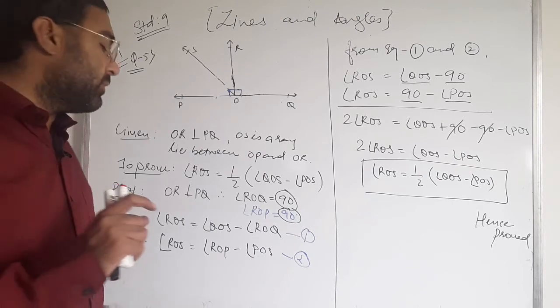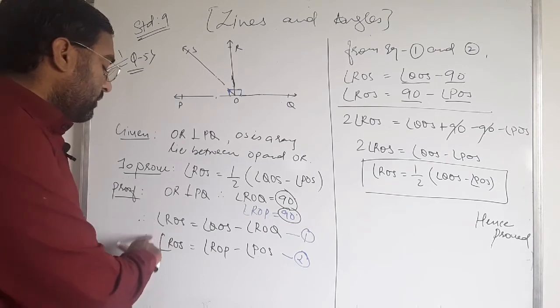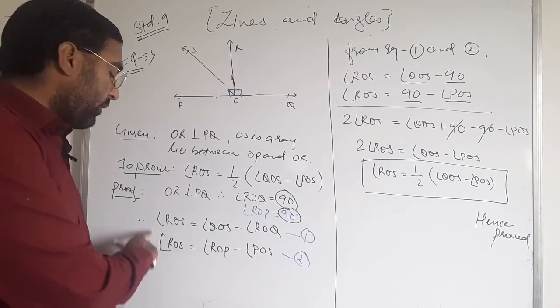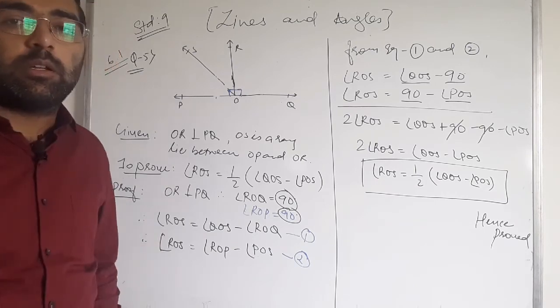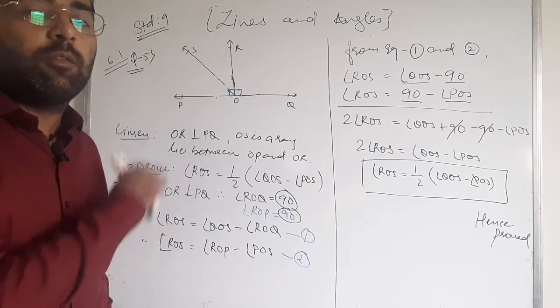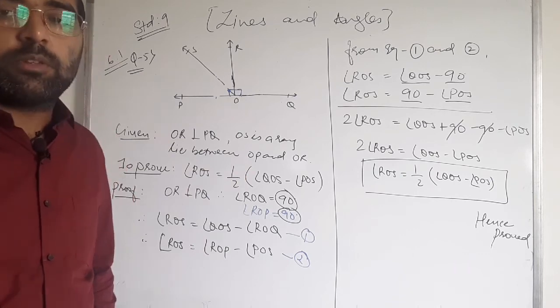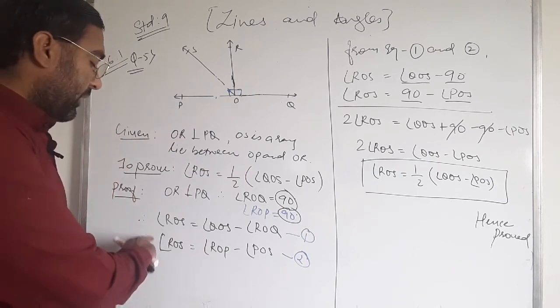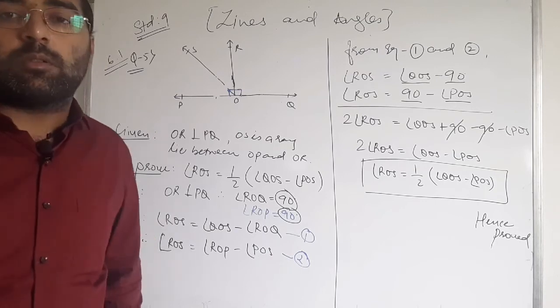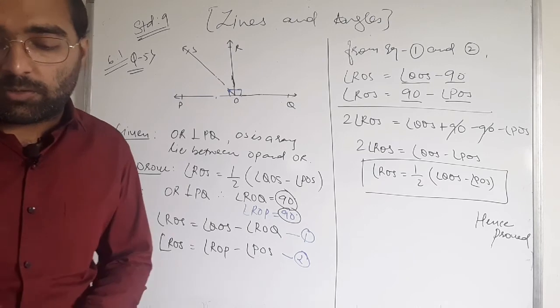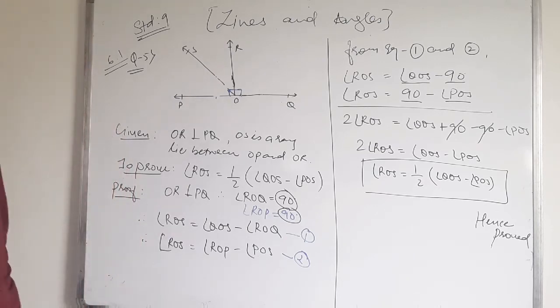The main part of the question, students, is these two equations, how to form these two equations. This is the main part of the whole proof. So you must know how to make these two equations. Okay, so now let's do this last question, question number 6.